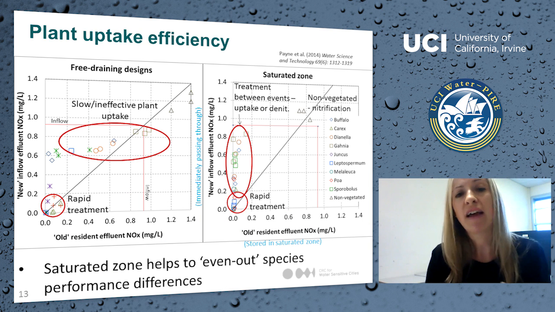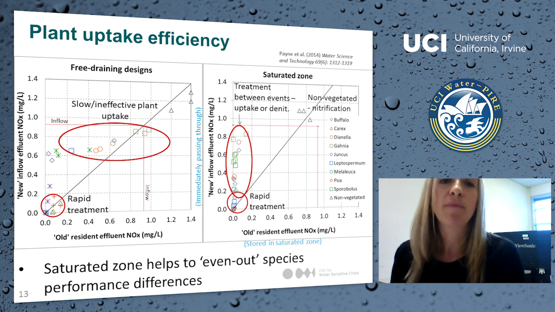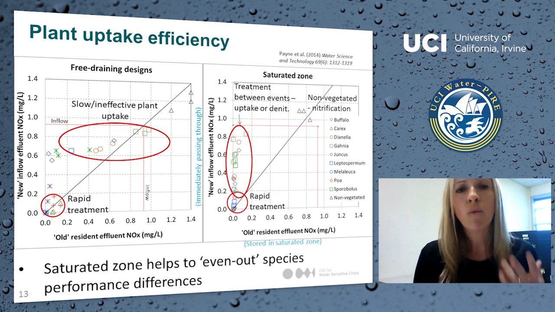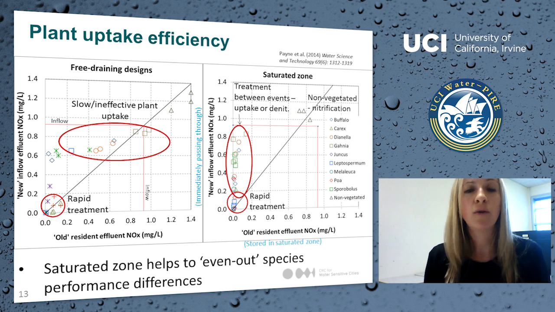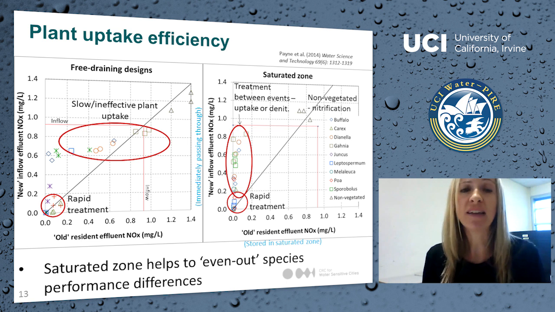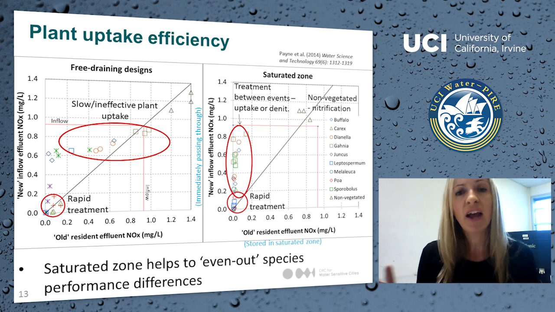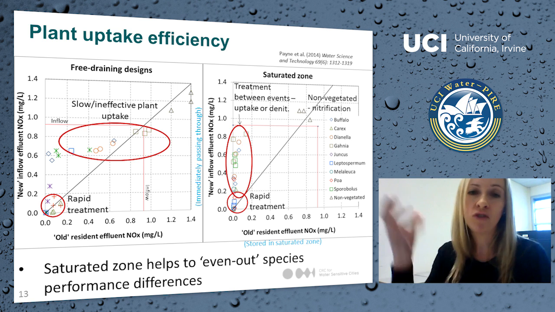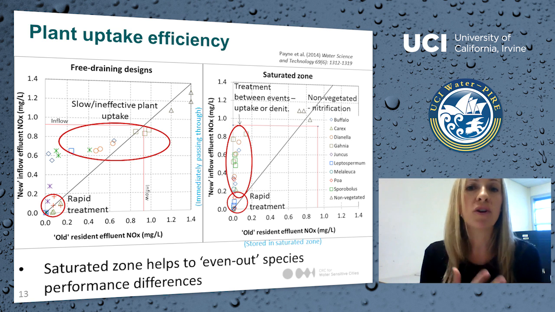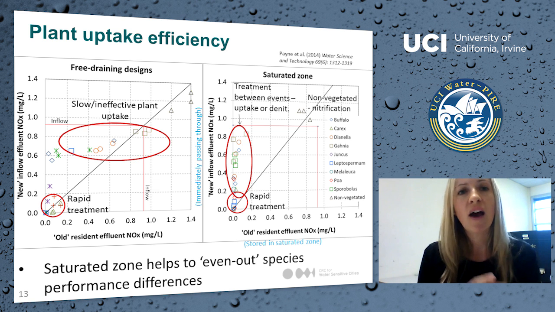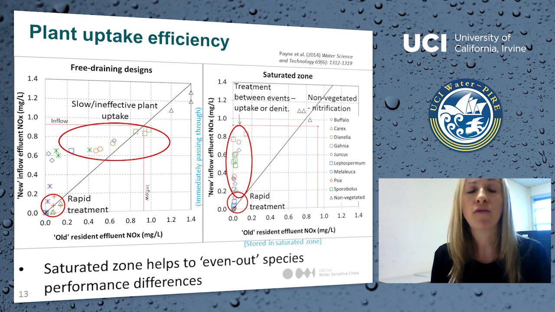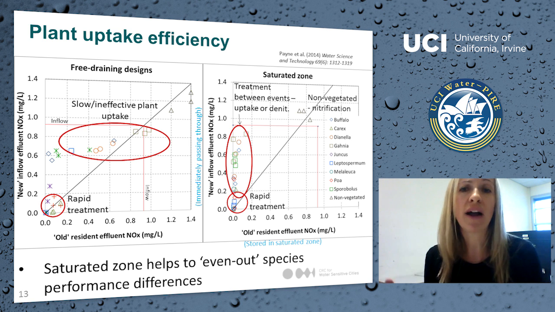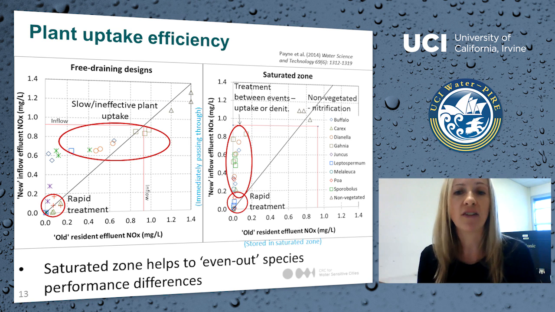Now moving on to slide 13, these scatter plots just show the variation in water quality between water that's stored in the pore water or within the submerged zone in between storm events, and that's shown on the x-axis, so the old resident water, compared to the quality of water that passes immediately through the biofilter during an inflow event. So that's the new water, and that's shown on the y-axis. On the left, we've got some results from the free draining designs, and on the right, we've got results from designs with a saturated zone.